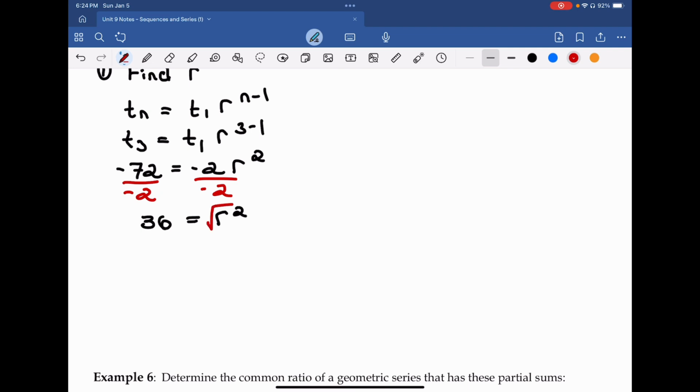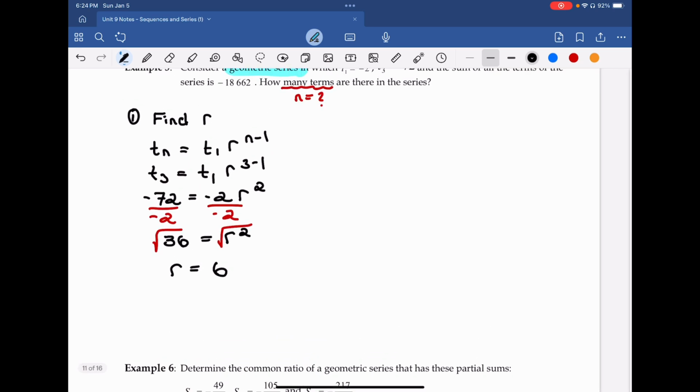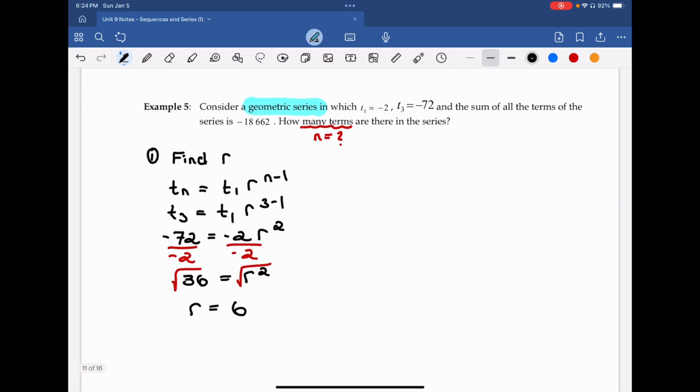Of course, as soon as we see this from Math 10C, we're like, we've got to square root it. Now it's going to give me that the common ratio between all terms is that we multiply everything by 6. Great, so we have our common ratio.